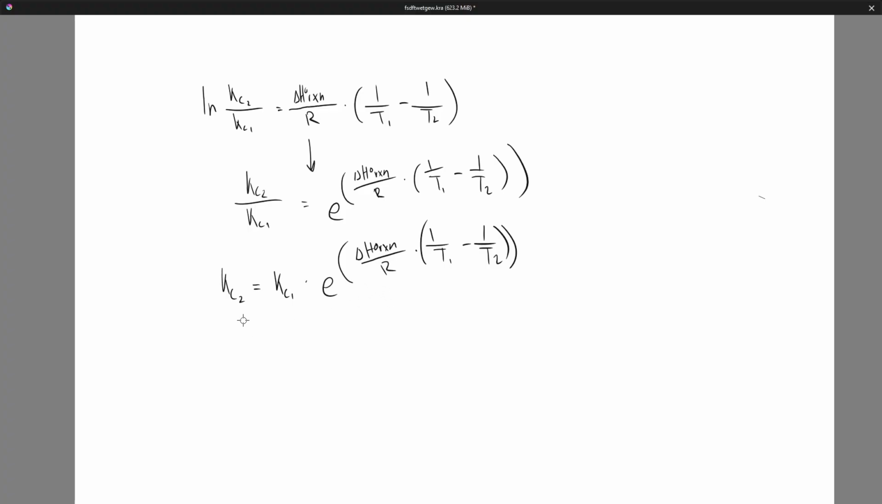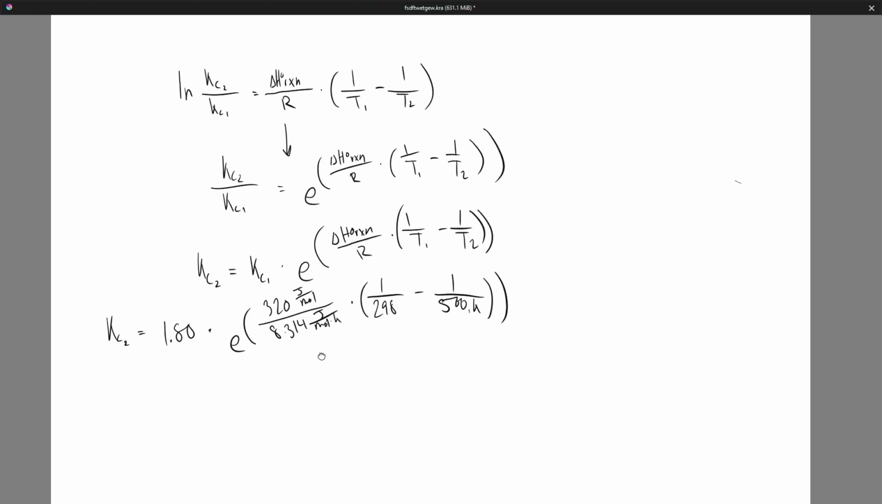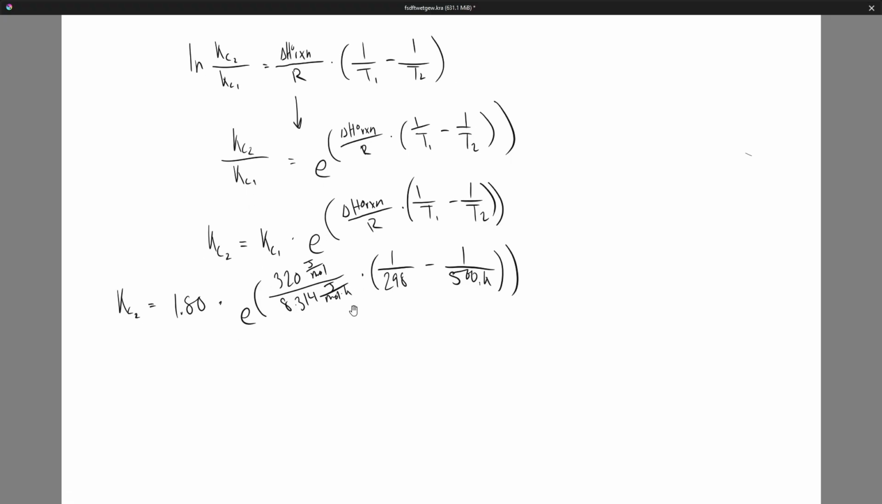So all that's left now is to plug everything in to solve for Kc2. Everything plugged in looks like this. It's kind of wonky from my handwriting, but you get the picture, right? So solving for that, we get 1.89, or not 1.89, it's 1.90 since it rounds up.